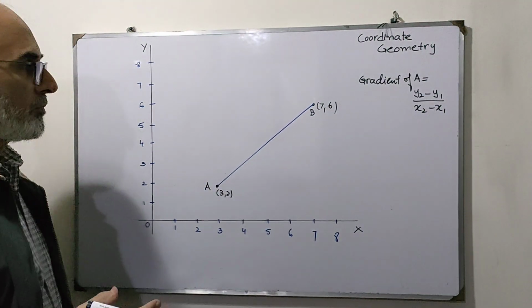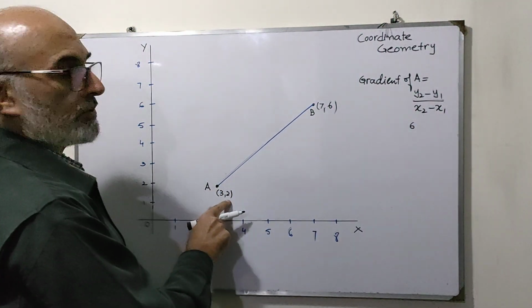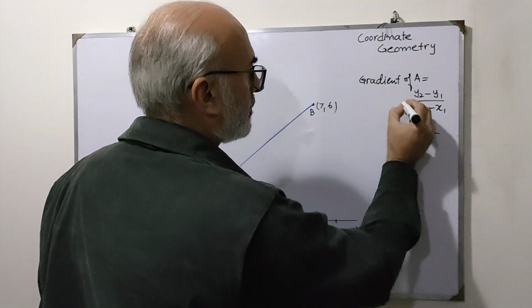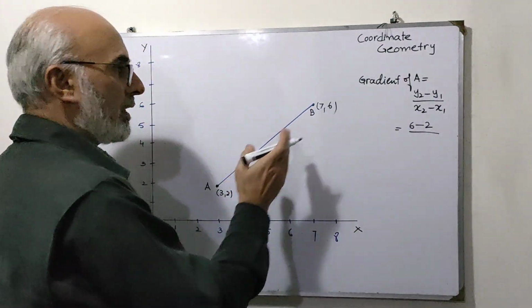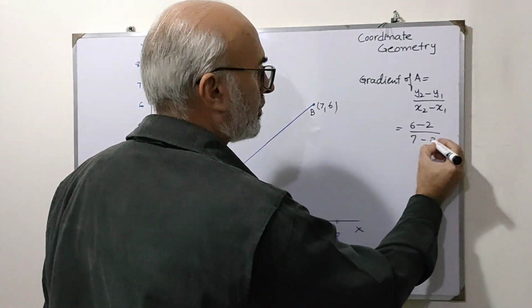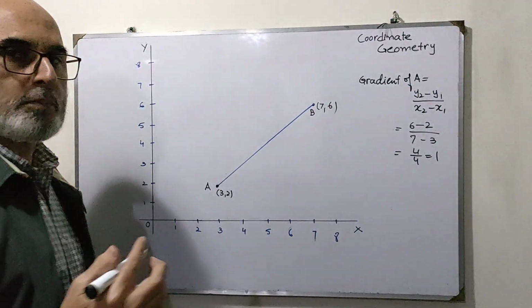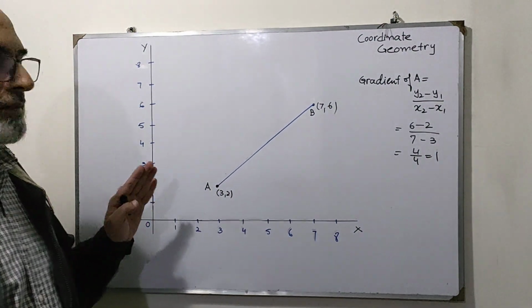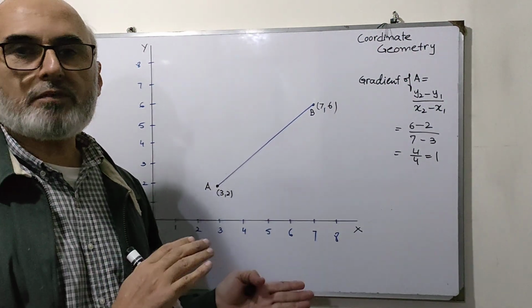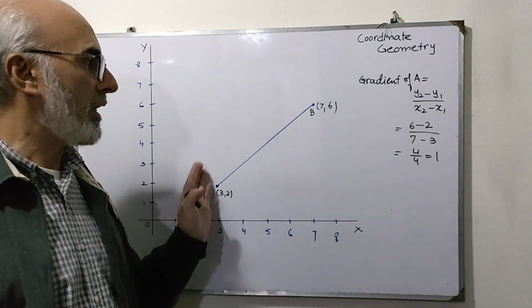Now what is y2 here? 6, minus y1, which is 2, and then x2, 7, minus 3. So it is 4 over 4, which is 1. It's positive 1, and it can be clearly seen that from point A to B the line is rising, so it's a positive gradient or a positive slope of this straight line AB.